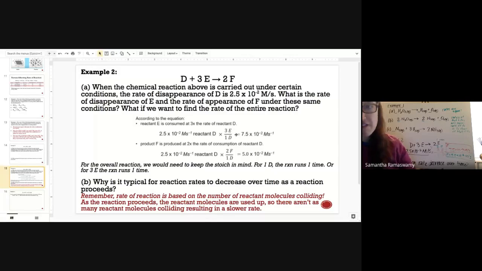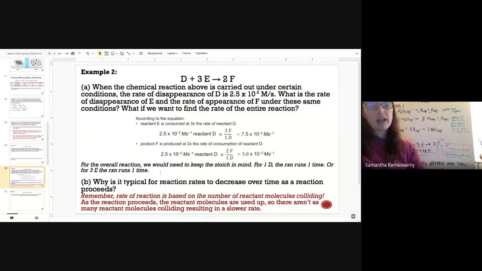It's based on the coefficients. So notice 1 reactant D for 3 E's, multiply. Product F. Now, E is disappearing and F is appearing, but notice that the rate values are still given in positive numbers. So the rates are always given in positive numbers, but then we can just say appearing or disappearing after. So F, we start with D, multiply by 2 because of the coefficients to get to F.